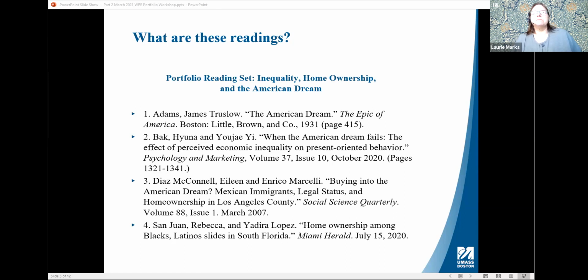This article was published in Social Science Quarterly. This particular academic journal publishes current research on a broad range of topics, including political science, sociology, economics, history, social work, geography, international studies, and women's studies.